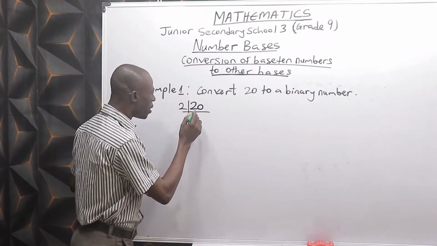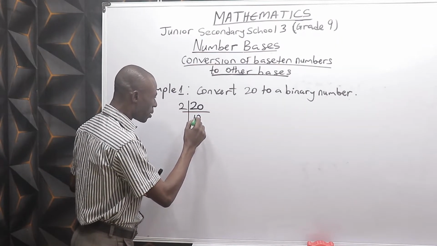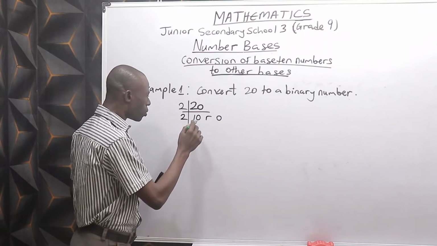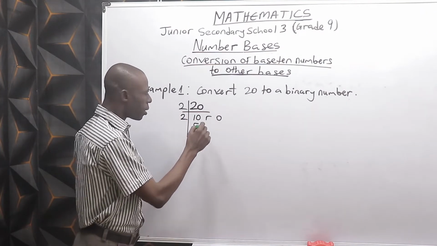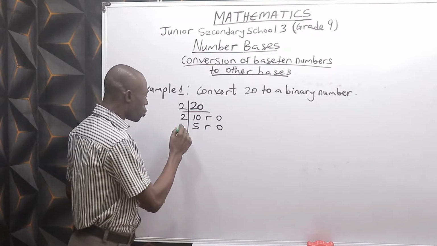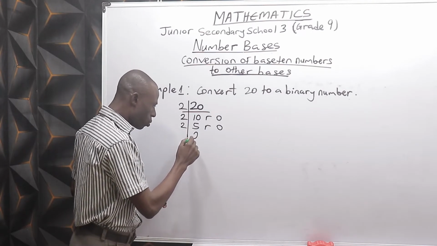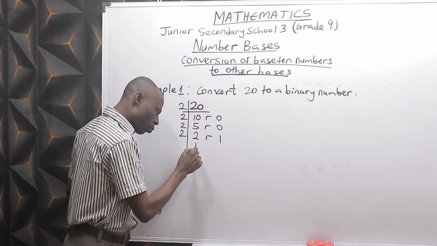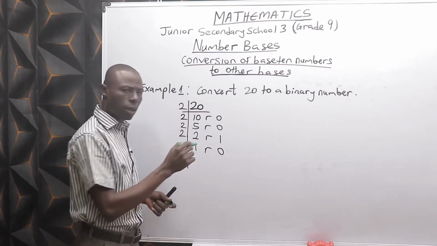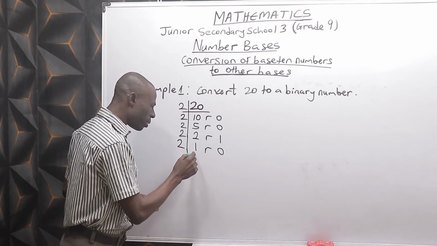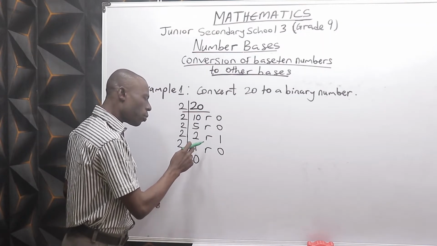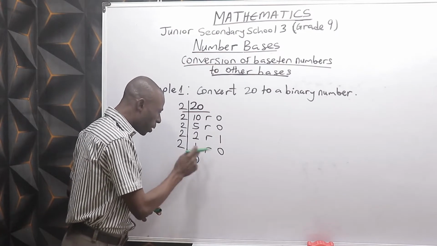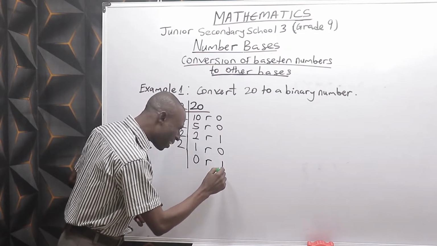Now, 2 divides 20 10 times, and it remains 0. 2 goes in 10 5 times, it remains 0. 2 in 5 is 2, it remains 1. 2 in 2, that's 1, it remains 0. 2 in 1 is not possible, you put 0. You now repeat that figure on which we have the impossibility. Repeat it down here. You say remain that same number.